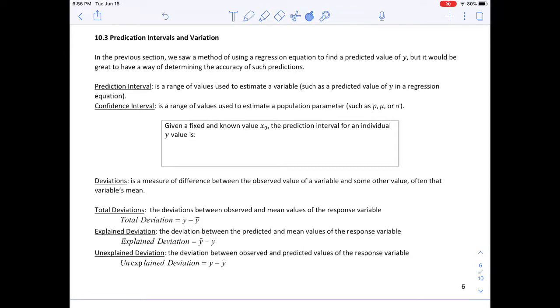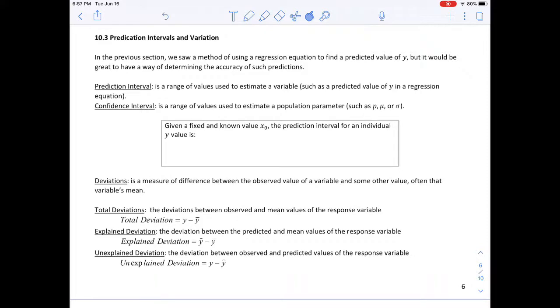In the previous section, we saw a method of using a regression equation to find the predicted value of y, but it would be great to have a way of determining the accuracy of such predictions. So we have a prediction interval. This is a range of values used to estimate a variable, such as the predicted value of y in a regression equation. We also have a confidence interval. This is the range of values used to estimate a population parameter, such as p, mu, or sigma.